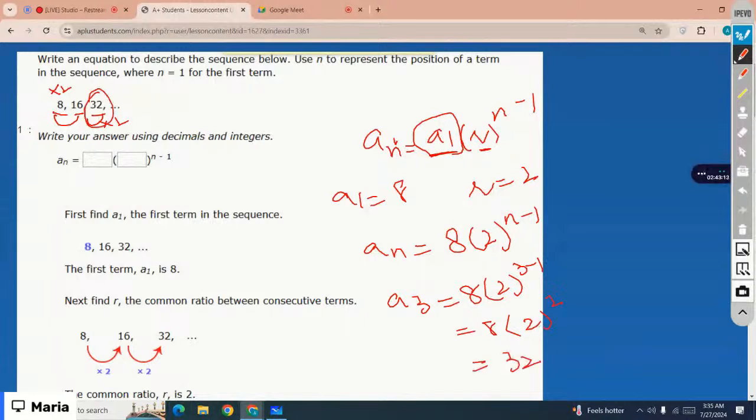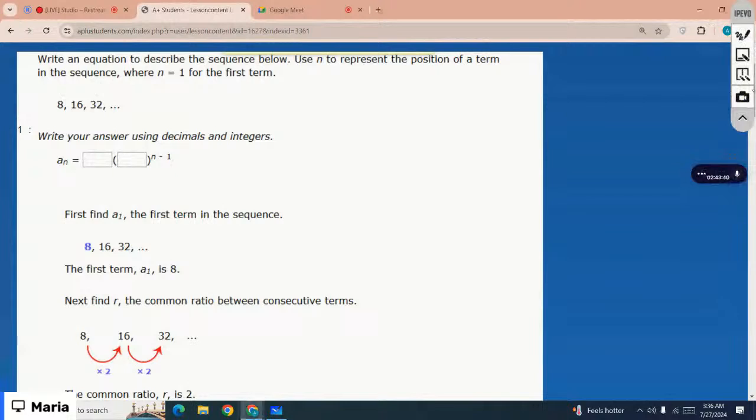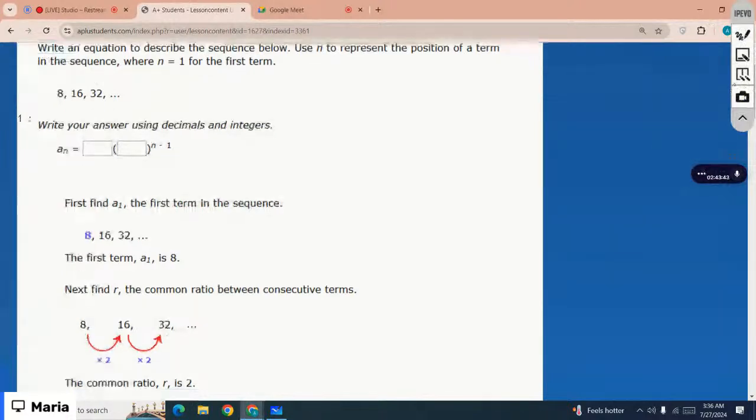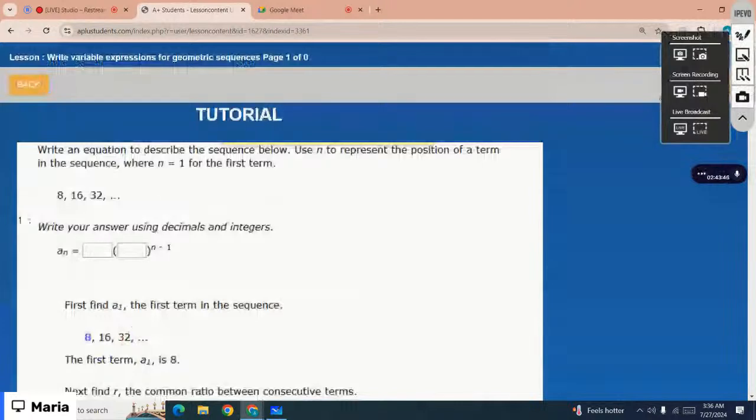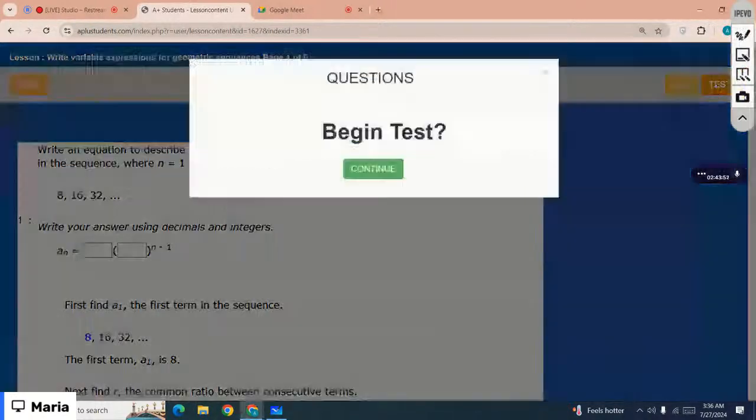This is basically the formula to write down the mathematical expression for the geometric sequences, right? That is a_n equals a_1 times r^(n minus 1). a_1 is the first term in the sequence and r is the constant multiplier, right? Let's just start with test questions. Okay.